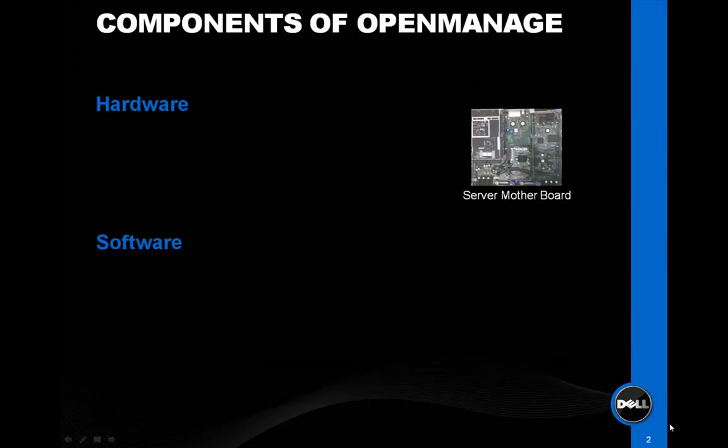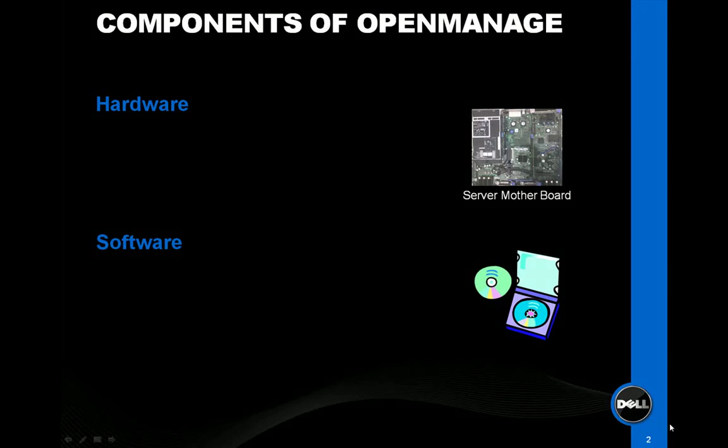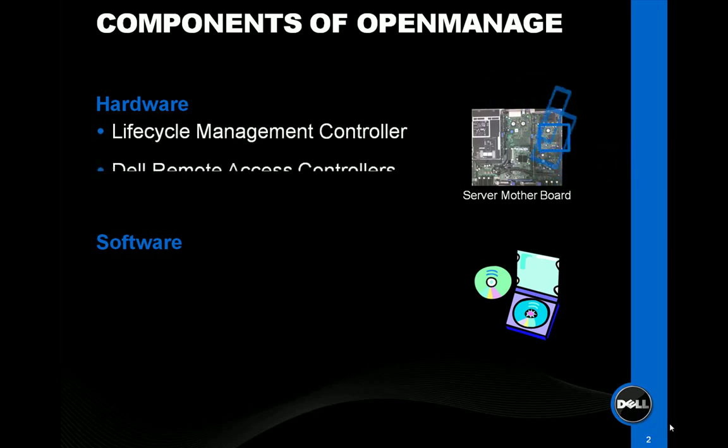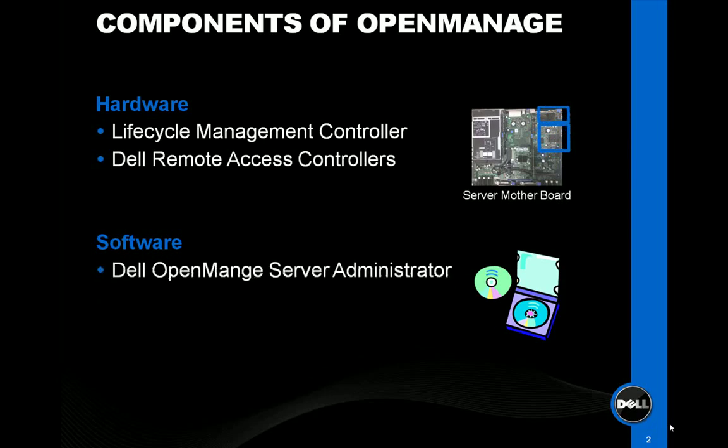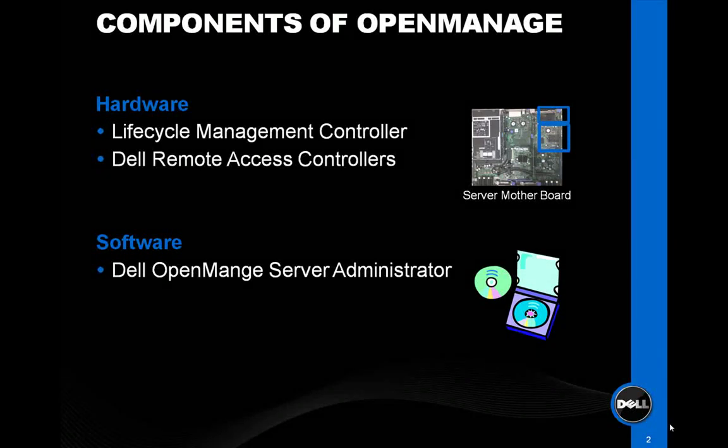So if we break it down in its simplest form, Dell OpenManage consists of hardware and software components. Specifically on the hardware side, we have the Lifecycle Management Controller and the Dell Remote Access Controllers. We'll take a look at both. Also on the software side, we have the Dell OpenManage Server Administrator Agent. These three tools are one-to-one tools that customers can use to manage individual devices, specifically servers in this case.